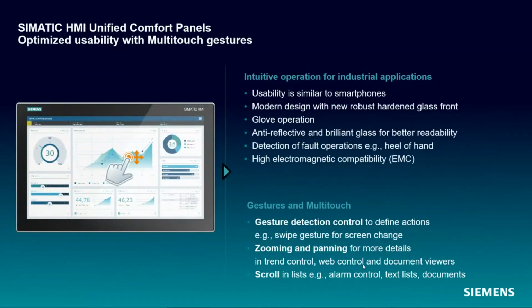And then of course, everybody knows how to work on the screens and open them up, pan and zoom in, etc. Well, this one is an industrial panel, of course, so it's got hardened glass on it. It does have glove operation, anti-reflective bright glass for readability, and a detection fault in case somebody tries to put the palm of their hand on there.